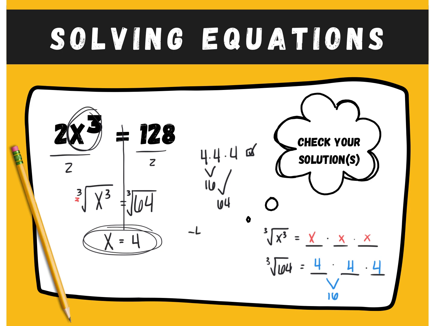If I tried that with negative 4, negative 4 times negative 4 is still 16. That's still true. But when I multiply by another negative 4, I no longer get 64. I get negative 64. That tells me that negative 4 is not a solution because I'm not looking for my equation to equal negative 64. I'm looking for it to equal positive 64. This time, I only have one solution, and it's x equal to positive 4.